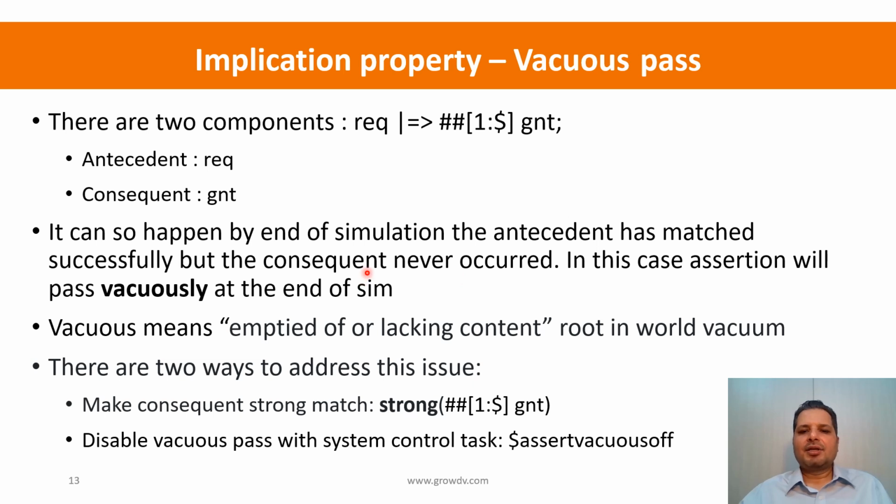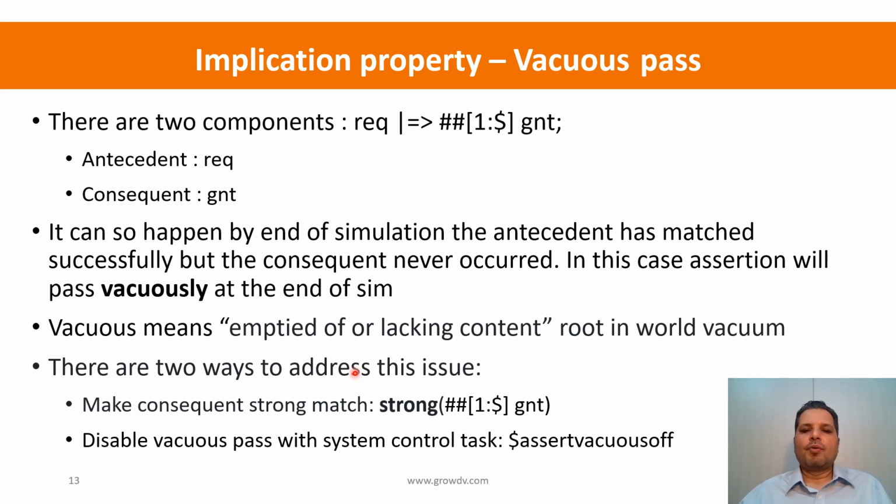Now it can so happen that even when the end of simulation is reached, the grant may never come. Now, since let's say the antecedent is met, that is a request has come but a grant never showed up, the property could still show that it is a pass, and it's called a pass vacuously at the end of sim. The simulators could show this. Now vacuous means emptied or lacking of content. It's a root in the word vacuum, right, in the air, what we call in the slang.